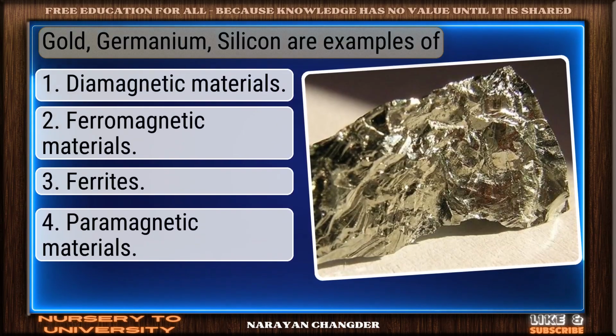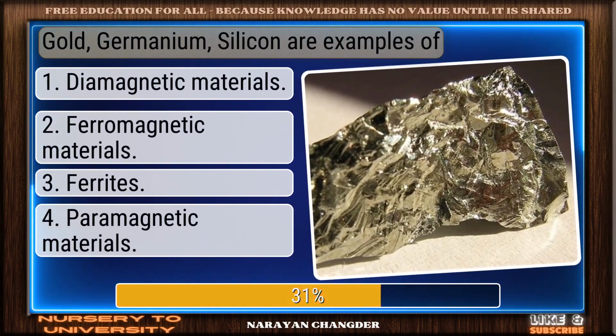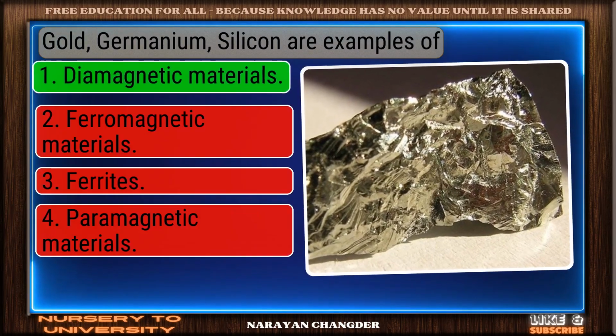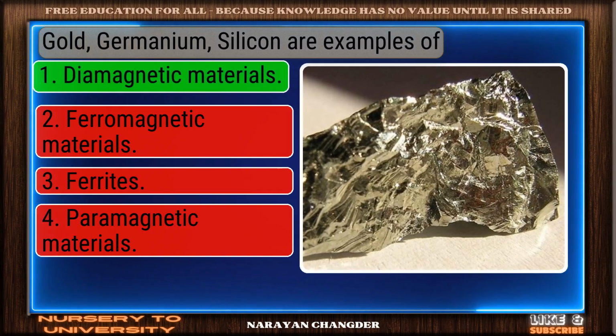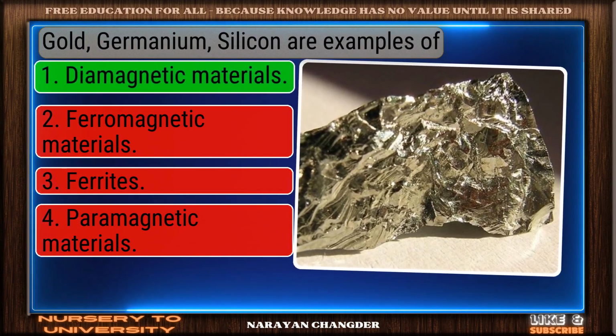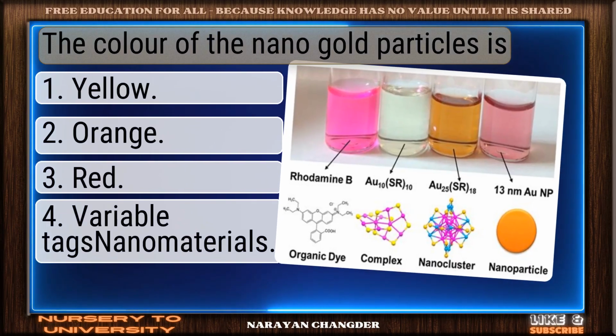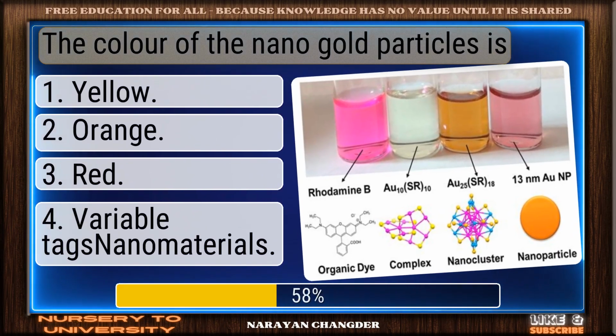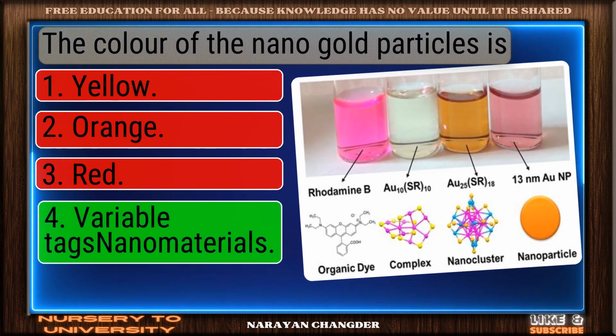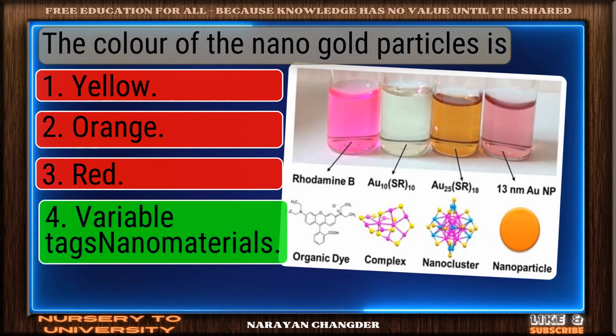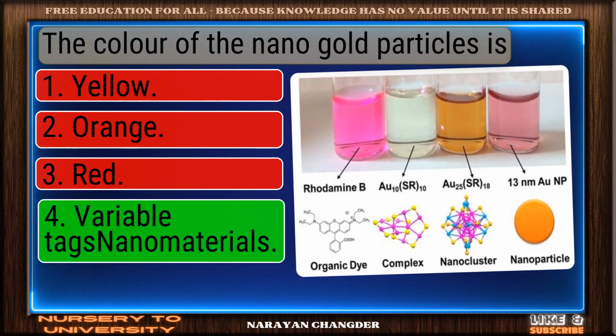Gold, germanium, silicon are examples of? Bravo. Diamagnetic materials is the answer. The color of the nano gold particles is? Sharp thinking. Variable tags nanomaterials is the right choice.